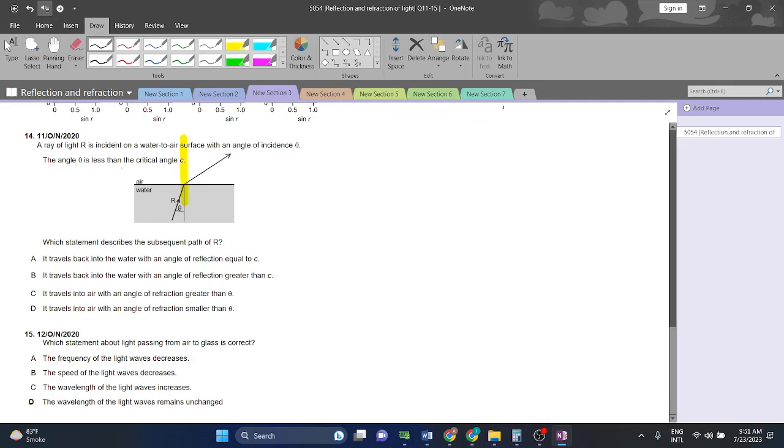अच्छा मैंने आपको भी क्या दिखाया है, this is the theta, और जब this is going to move away from the normal, the angle of refraction will increase and it will no longer be equal to the angle of theta. So it will increase and it will be greater than theta. So C is the right answer. It travels into the air with an angle of refraction smaller than theta. No, again. अगर smaller होता ना तो it would have been from a rarer medium to a denser medium rather than a denser medium to a rarer medium.